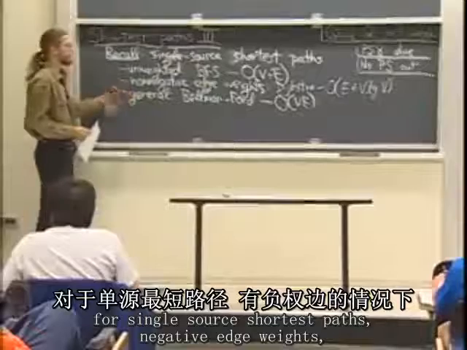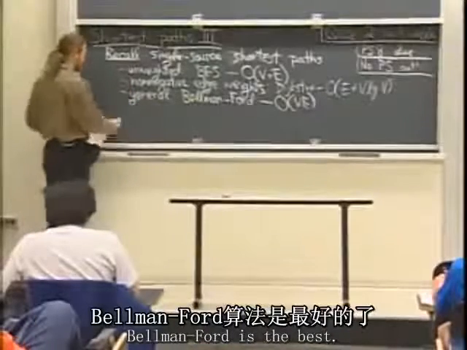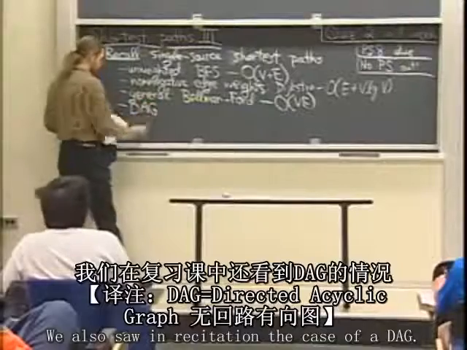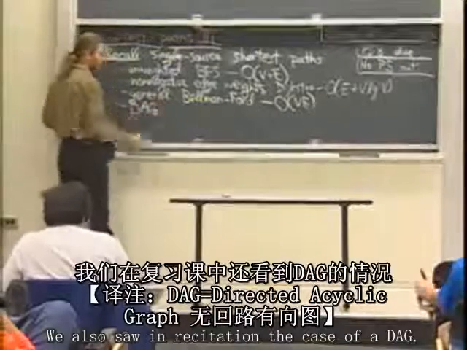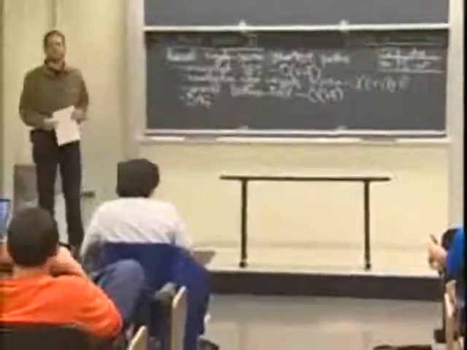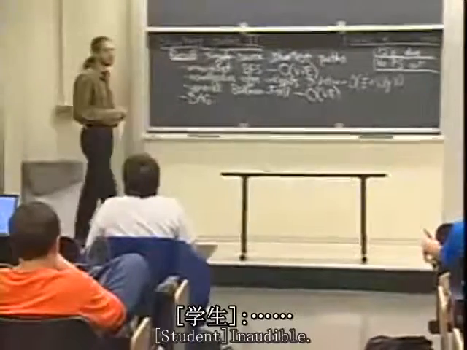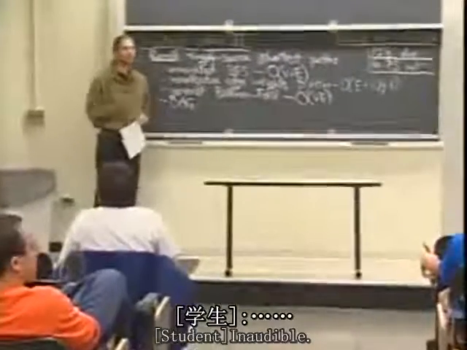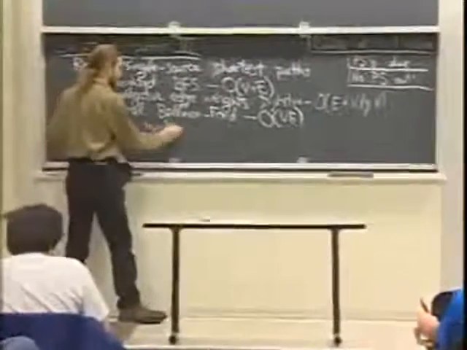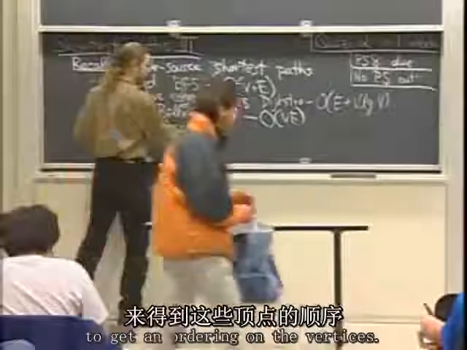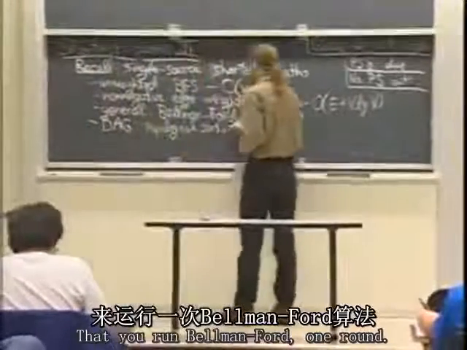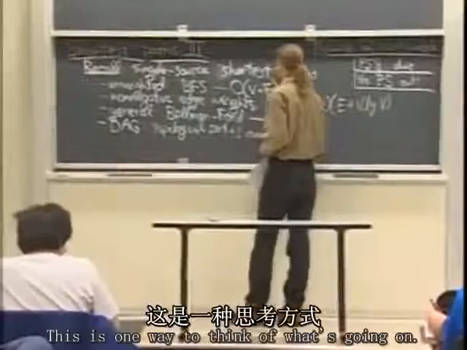Negative edge weights, Bellman-Ford is the best. We also saw in recitation the case of a DAG. And there, what do? Topological sort, yeah. So you can do topological sort to get an ordering on the vertices. Then you run Bellman-Ford 1 round. This is one way to think of what's going on.